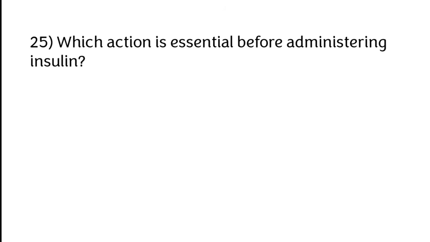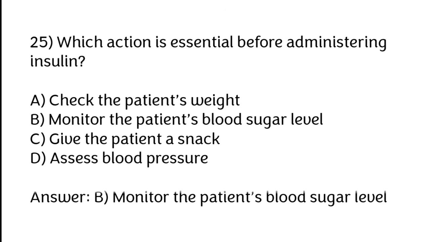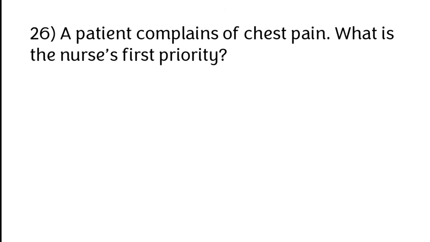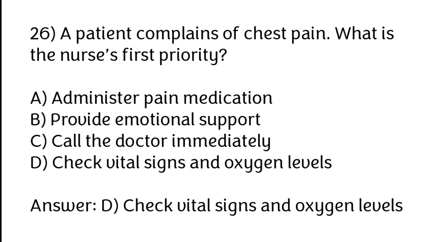Which action is essential before administering insulin? Check the patient's weight, monitor the patient's blood sugar level, give the patient a snack, assess blood pressure. Correct answer is option B, monitor the patient's blood sugar level. A patient complains of chest pain. What is the nurse's first priority? Administer pain medication, provide emotional support, call the doctor immediately, check vital signs and oxygen levels. Correct answer is option D, check vital signs and oxygen levels.